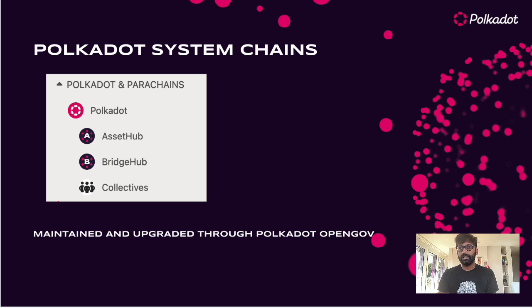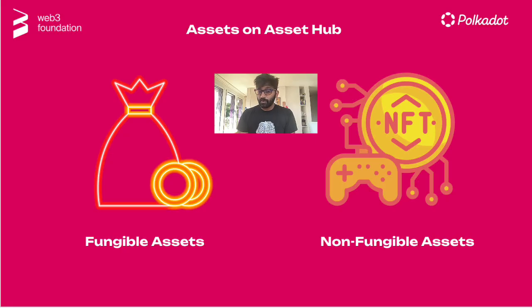So Asset Hub, along with other chains listed here, is called a system chain because it's part of Polkadot's network. It's part of Polkadot's system. It doesn't have a governance of its own. All of its network parameters are set by Polkadot's governance. The role of Asset Hub in the Polkadot ecosystem is that it's this open governed chain with functionalities that let you mint fungible assets, fungible tokens, as well as non-fungible tokens like NFTs.